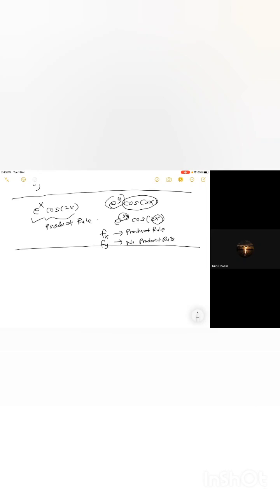Because the cos 2x is a constant. So it will stay as cos 2x as well. Not 0, because it is attached. So you only differentiate the exponent xy with respect to y. Understand? So you must know when to use the product rule and when it is not needed.